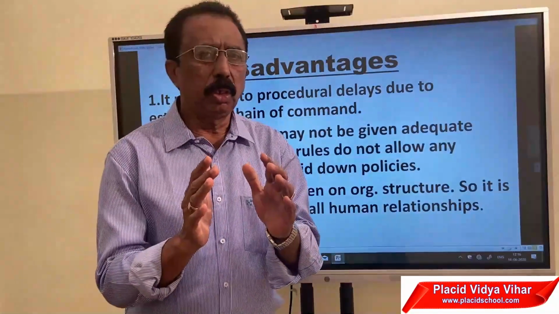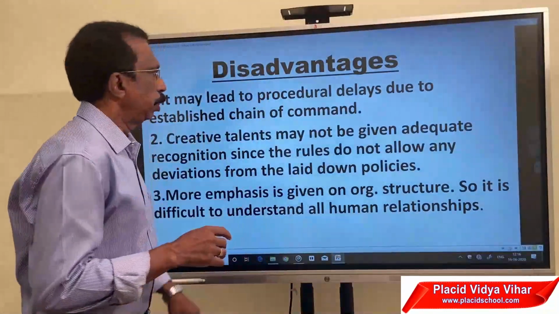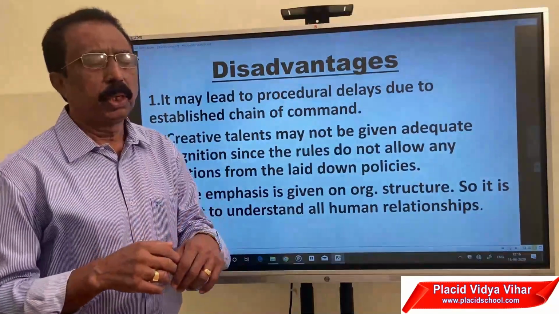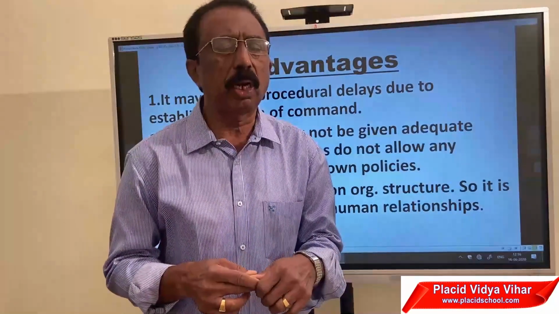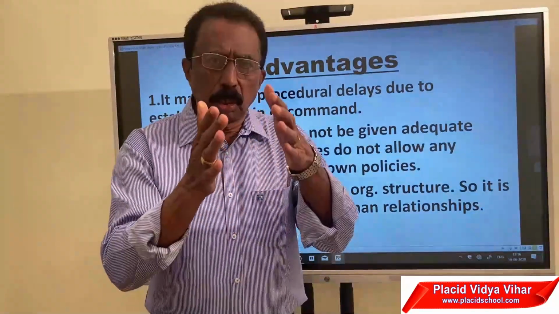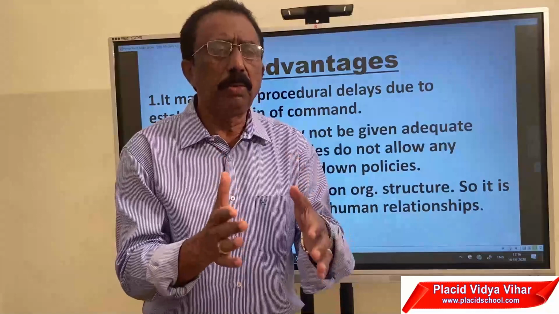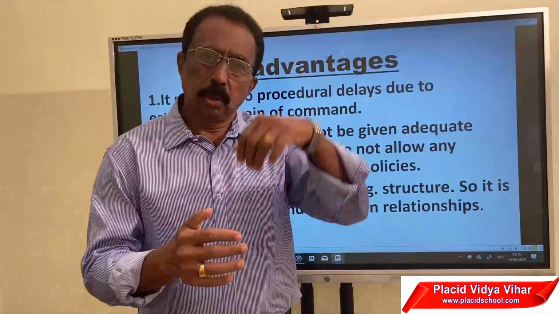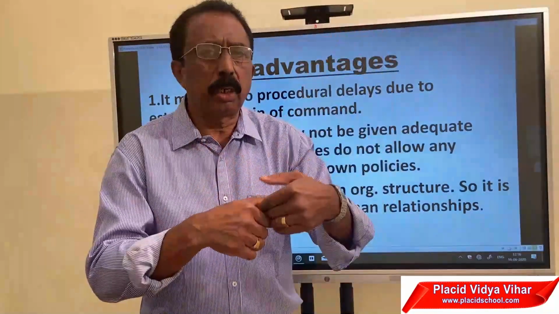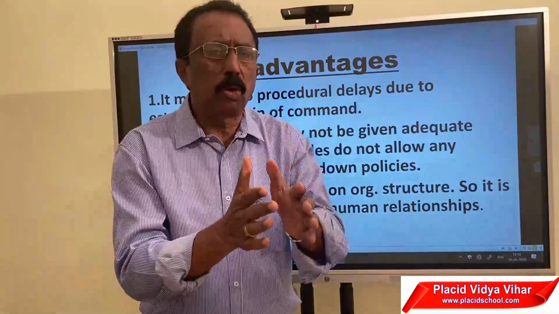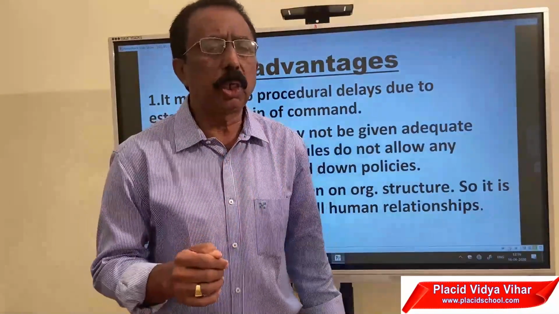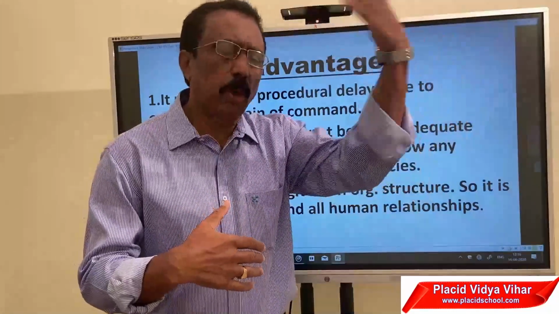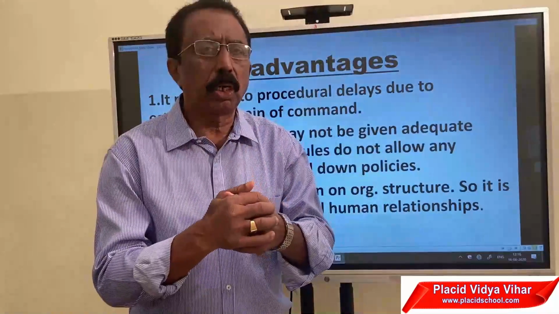Now we are moving to the disadvantages. Number one, it may lead to procedural delays due to established chain of command. You remember in the second chapter we have studied scalar chain. In the scalar chain, there is a prescribed line for the communication to be done. The top level manager will be there, assistant managers will be there. There is a route through which communication has to be passed. Somebody cannot jump to the topmost person. You remember this scalar chain, we have studied.